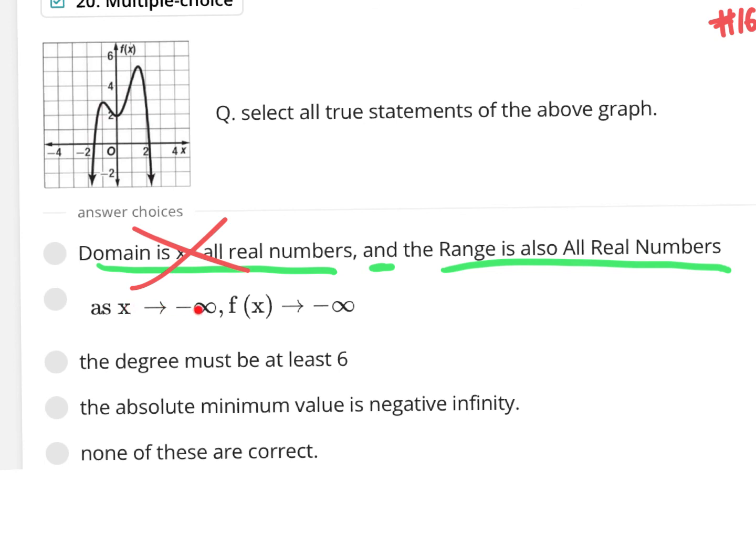It says, as x approaches negative infinity, that means as you look to the left, the y values go where? Up or down? According to this, down. So as you go to the left, it does go down. So that is a true statement. You would select that guy.